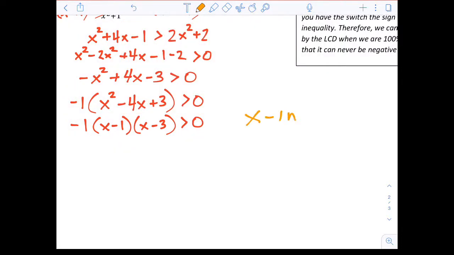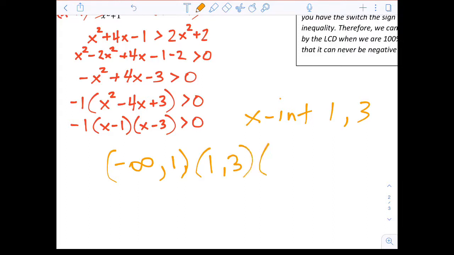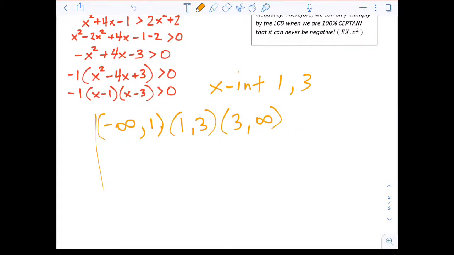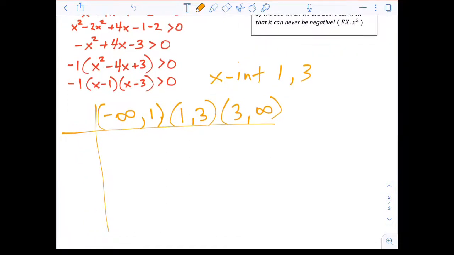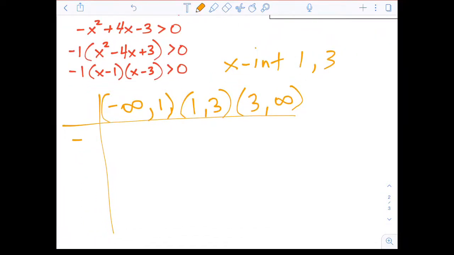So in this case, we only have x-intercepts at 1 and 3, right? 1 would make this bracket 0, 3 would make this bracket 0. So my intervals are going to go from negative infinity to 1, then from 1 to 3, and from 3 to infinity. I'm going to have my factors down the left side. My factors in this case are negative 1, x minus 1, and x minus 3. And we have our results.